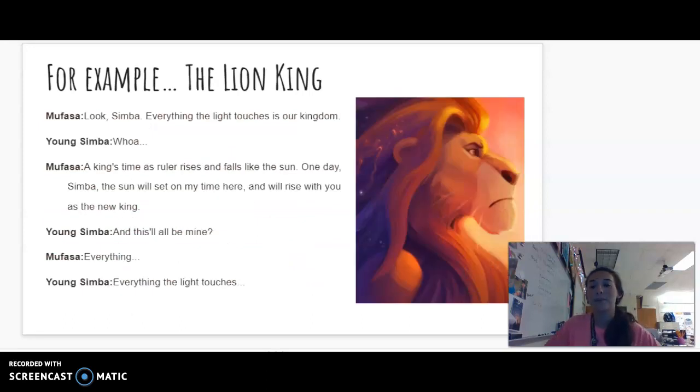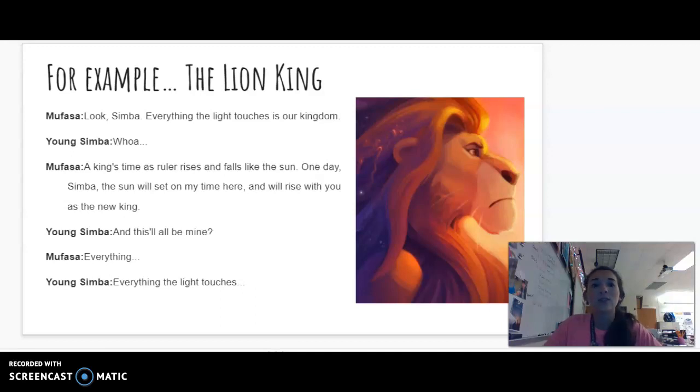Alright, last one. If you guys have ever seen The Lion King, think of that beautiful setting where we have Mufasa and Simba up on the hill, and they're looking out over the savannah, and he's pointing out his kingdom, and they are talking about their future together.